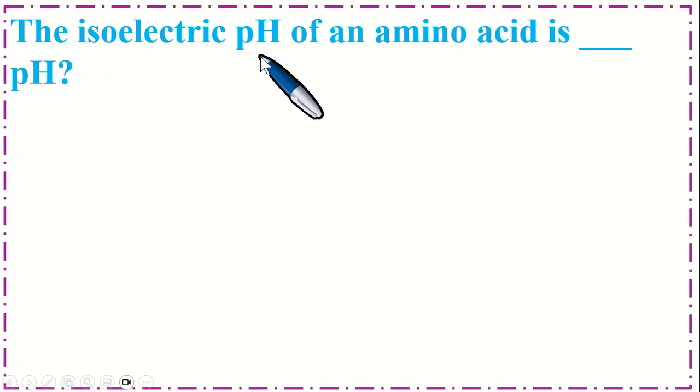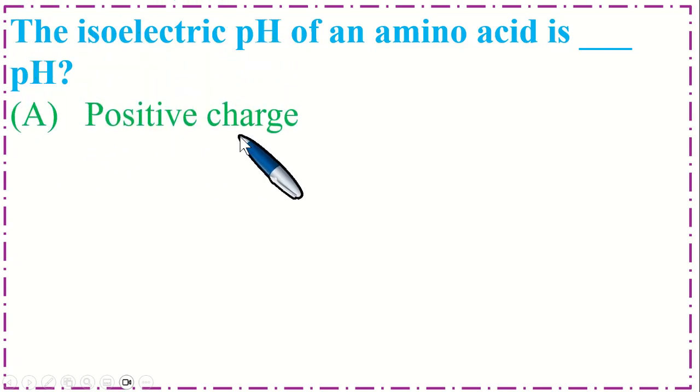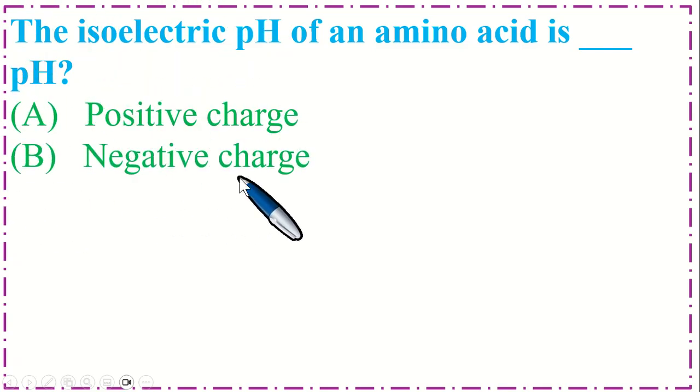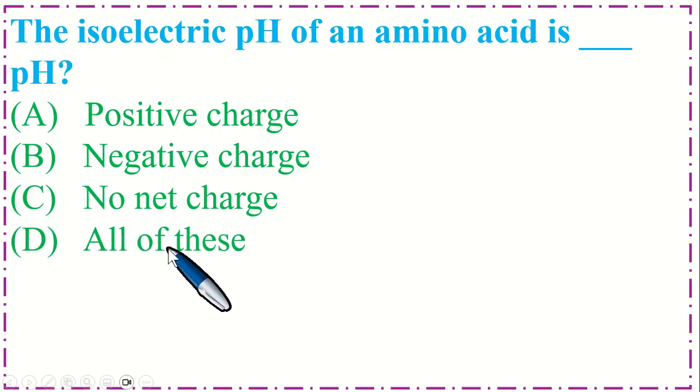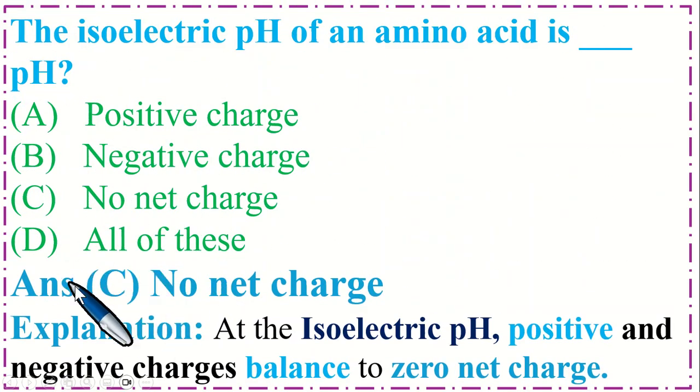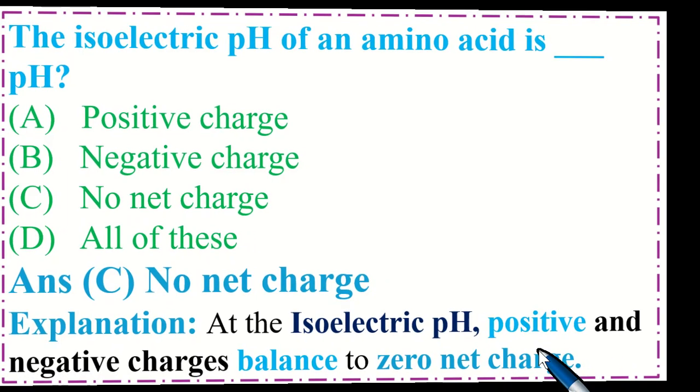The isoelectric pH of an amino acid is dash pH. Option A, positive charge, B, negative charge, C, no net charge, and option D, all of these. So the correct option is C, no net charge. Explanation is at the isoelectric pH, positive and negative charge balance to zero net charge.